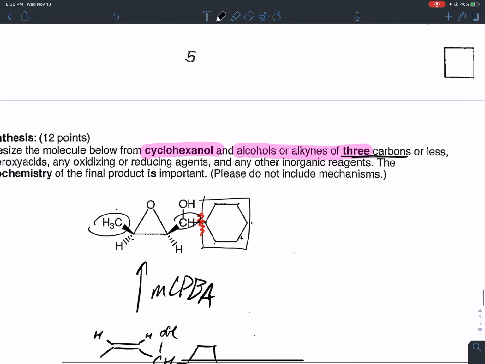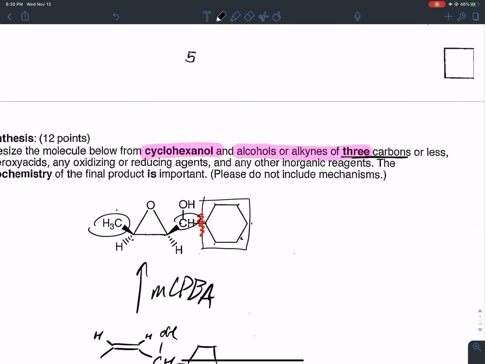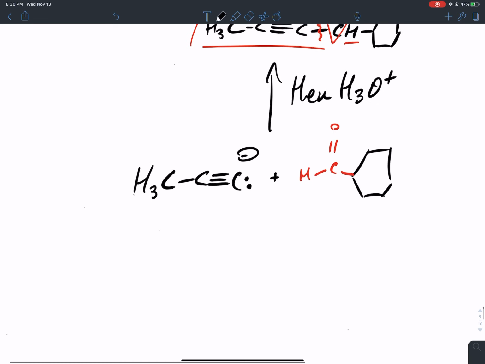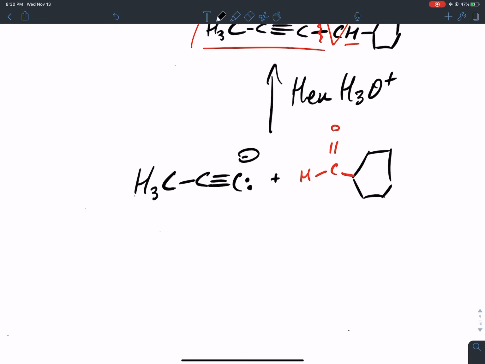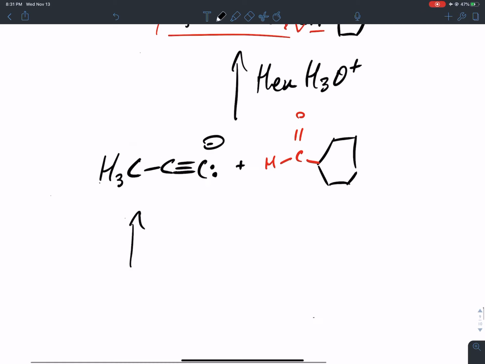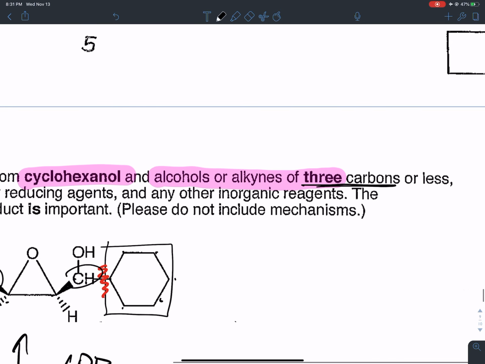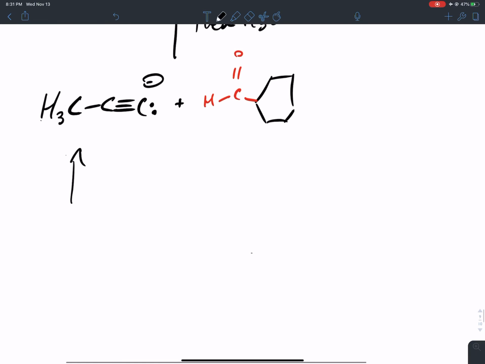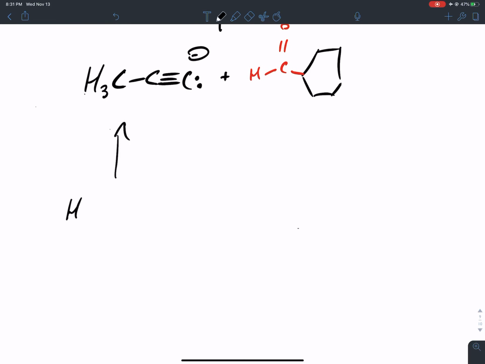So looking again, let's just check back in with what we're allowed. Cyclohexanol and alcohols or alkynes of 3 carbons or less. So looking at the left, we're really close, aren't we? So can we just use an alkyne? Yes, you can use an alkyne. You're given alcohols or alkynes of 3 carbons or less. So we can actually just take this back to an alkyne. That's all we have to do.